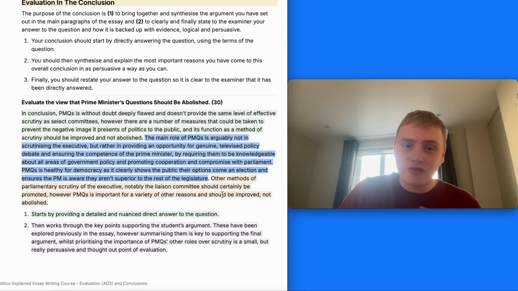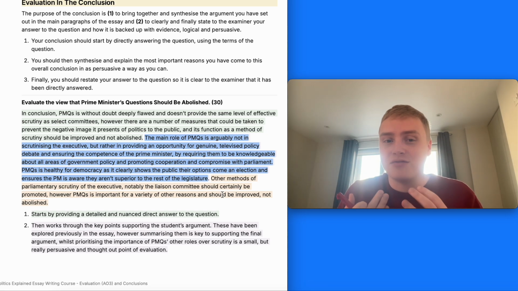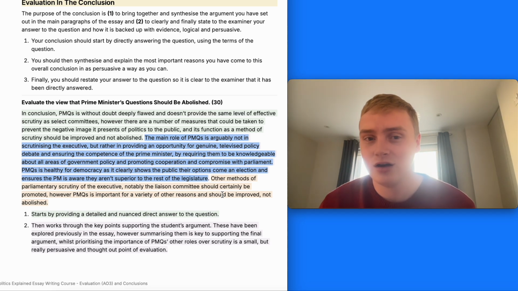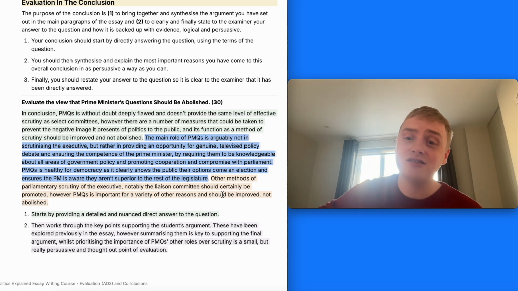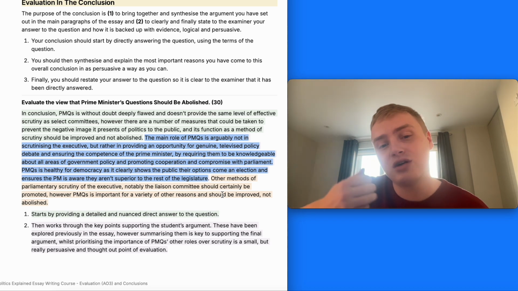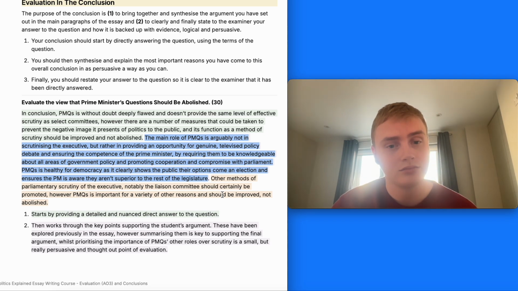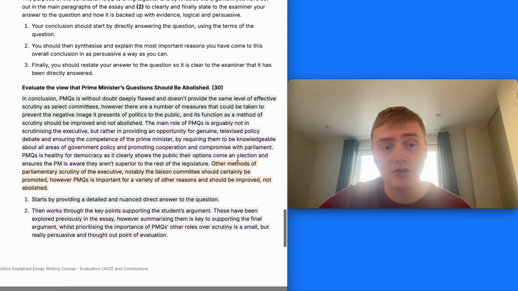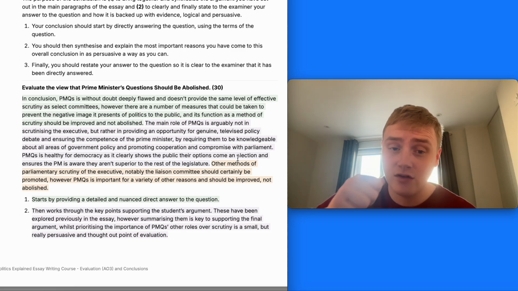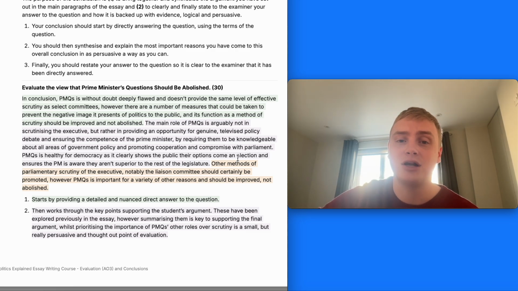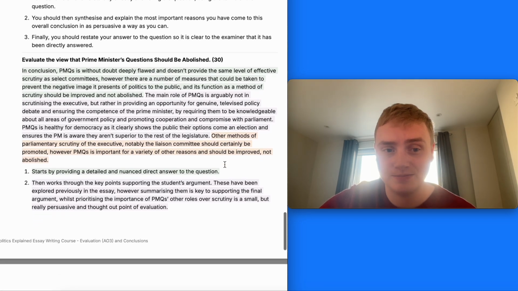So that shows that we've really thought about why we believe that they shouldn't be abolished, and we're not really arguing that PMQs is really good here. That's where you can bring in some nuance. You don't need to argue that Prime Minister's questions is perfect in order for it to not be abolished. But we're saying that it does have some value for democracy, and we've explained in detail why we think it should be reformed rather than abolished. So we're saying other methods of parliamentary scrutiny should certainly be improved, but PMQs is important for a variety of other reasons that should be improved, not abolished. So again, finishing off by clearly stating to the examiner, so it's clear that you're directly answering the question, even if you've brought in a bit of nuance.